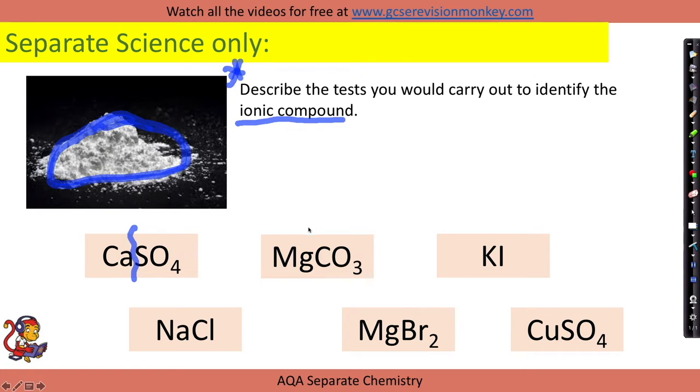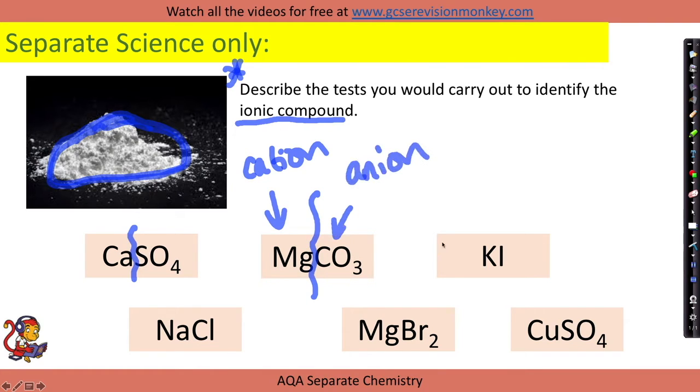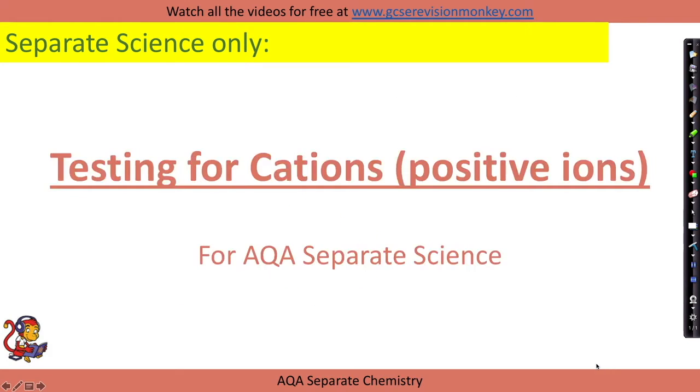So you're going to have to do a variety of tests to work out what the positive ion is, and we call this the cation, and what the negative ion is, and we call this the anion. Once you've worked out what both things are, you can then name the compound. So first of all, let's go through the test for cations, which are the positive ions.